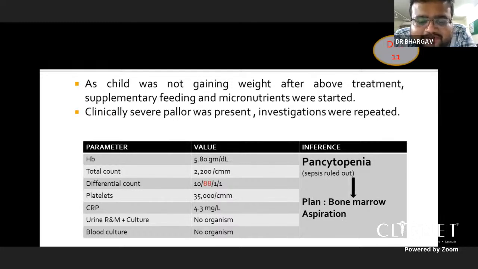So on the 11th day of admission, the child had a peripheral smear picture of pancytopenia, and we have ruled out sepsis. So our plan was to do bone marrow aspiration.